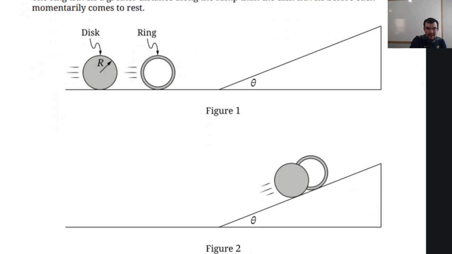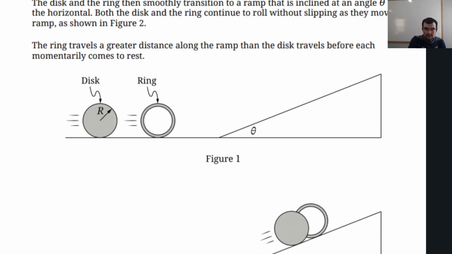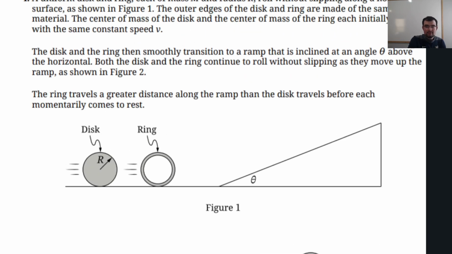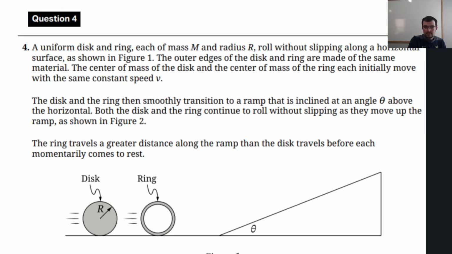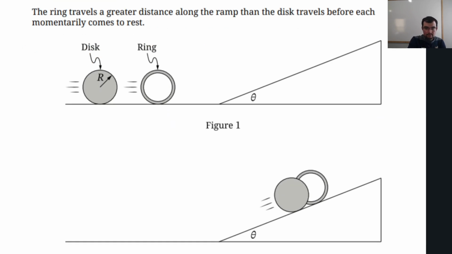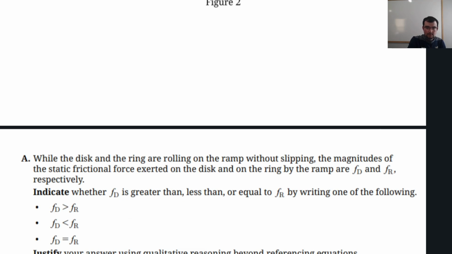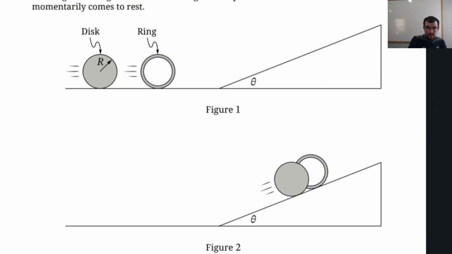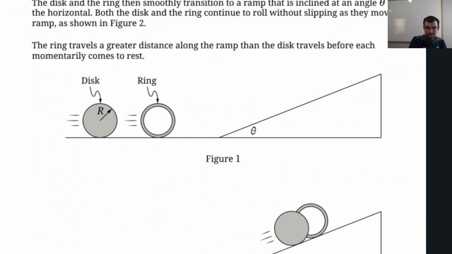So we have a classic setup. We have a disc and a ring, or a disc and a hoop, racing up an incline. But this time they're given the same speed, and we see that the ring goes higher, and we're interested in that explanation. So let's figure it out. What it wants us to look at is the static friction forces between the disc and the ramp and the ring and the ramp.